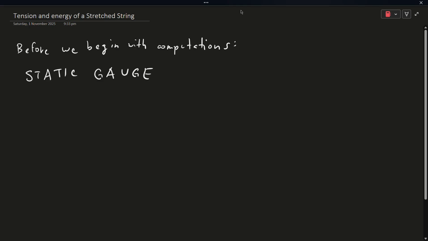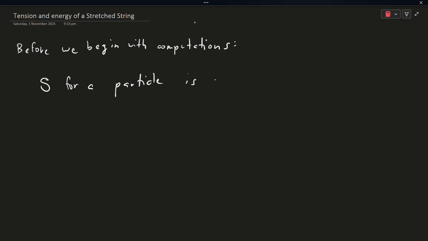Before we get into the static gauge itself, first you guys would know from field theory or quantum field theory or from gauge theory that the action S for a particle is reparametrization invariant. So if I choose some new coordinate system wherein my action is essentially sitting, it would stay the same.